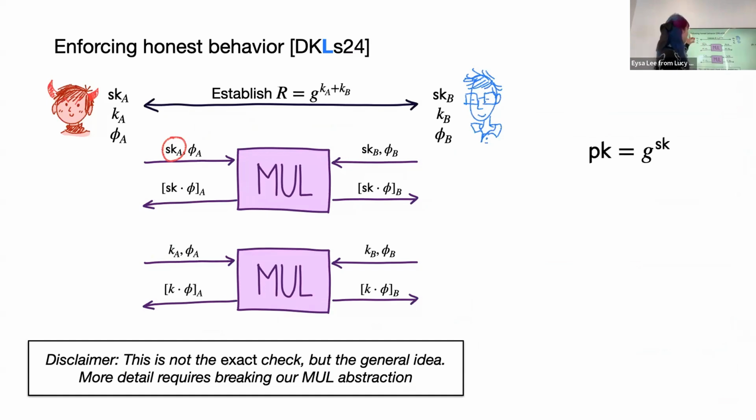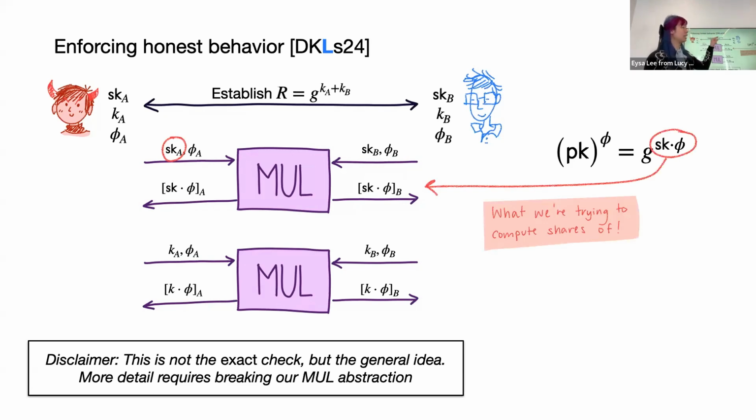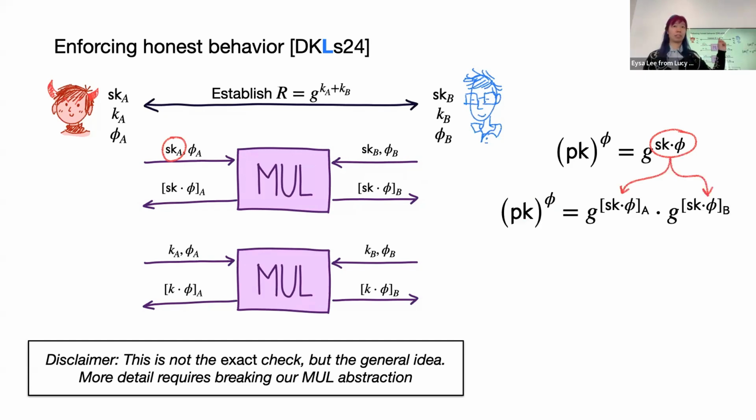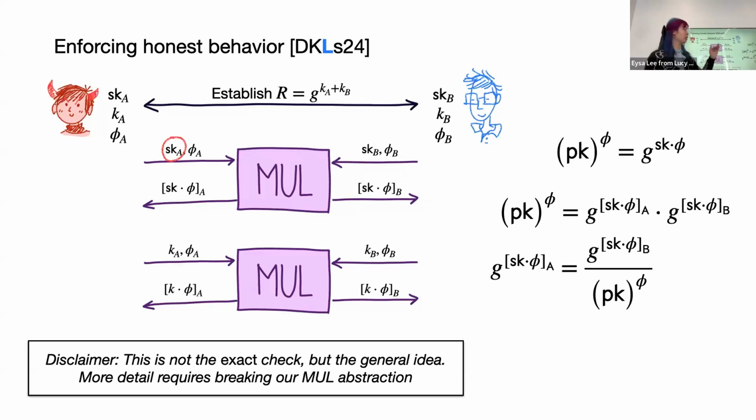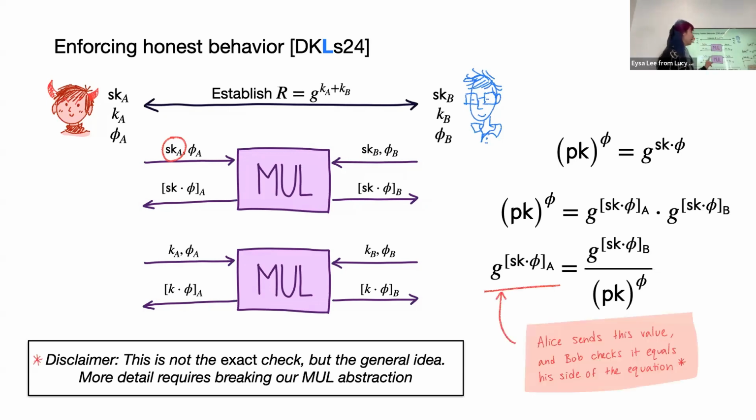So the high level idea is let's look at this SK. Remember that we want our SK to correspond to our public key. If we take this relation and exponentiate both sides by this phi value, then G to the SK times phi is what we're trying to compute shares of in our first multiplier. If we rewrite this in terms of the shares and move things around, we can write this in terms of public values, shares that Alice has, and shares that Bob has. Ignore for a second that they shouldn't know what this phi value is. Let's suppose there's some way that Bob can get this PK over phi. Then Alice can send G to her share of the output over to Bob. Bob computes his side, and they compare whether these two things match.